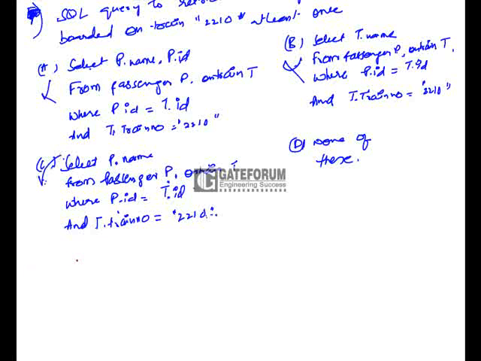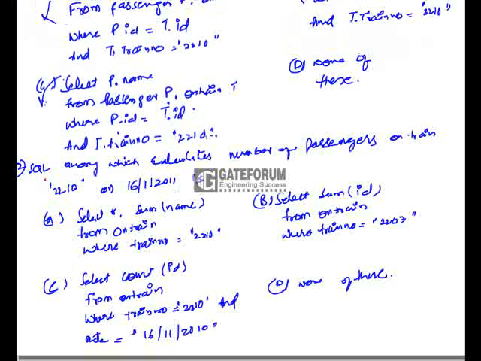And the second question for the same data: in the second question we need to find the SQL query which calculates the number of passengers on train 2210 on 16th of January 2011. So for this one we need to find the SQL query. If we see the options, option A, here it is finding sum on name. So we can eliminate option A.